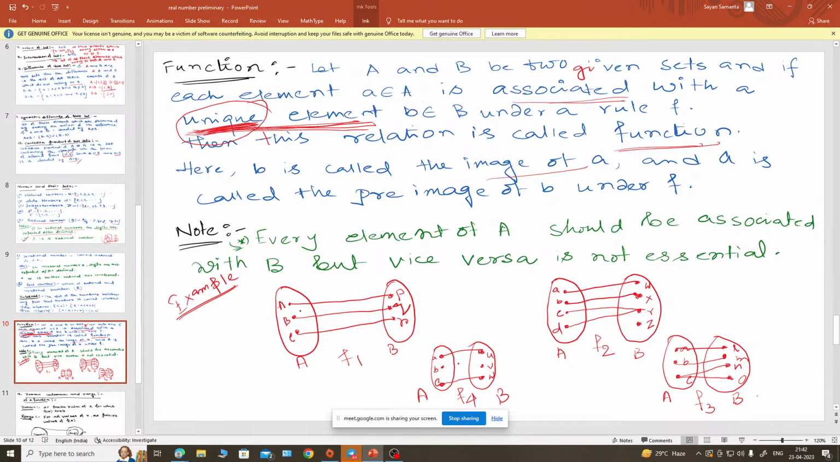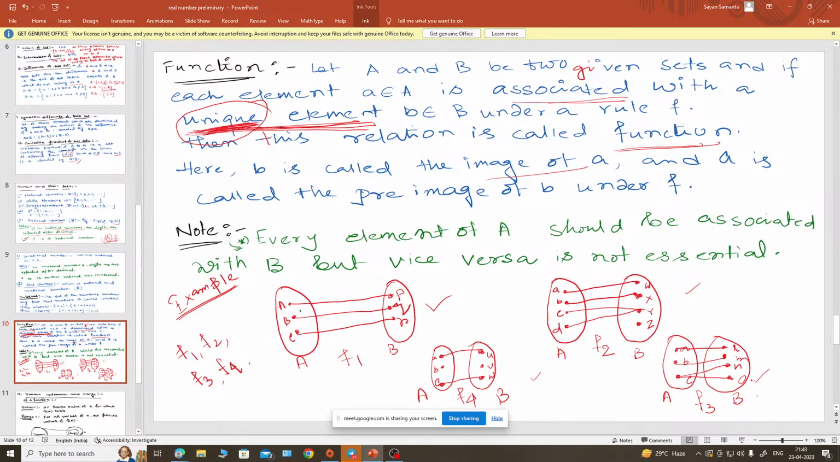So everyone try this problem, where we can draw four types of relation: F1, F2, F3 and F4. So everyone try and please comment which are functions and which are not functions. Here I have drawn four types of mapping. This is this, and this, and this. So everyone try which are functions and which are not functions.